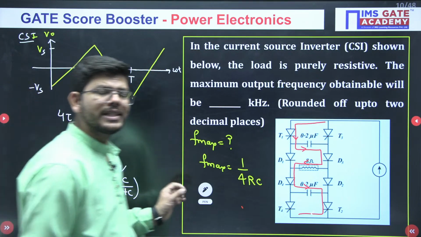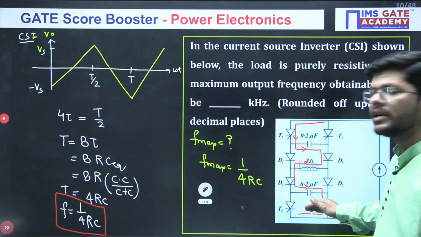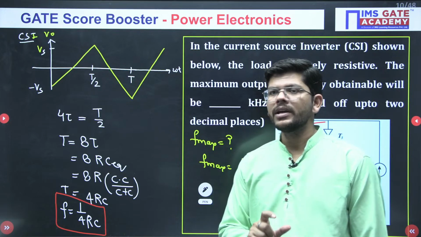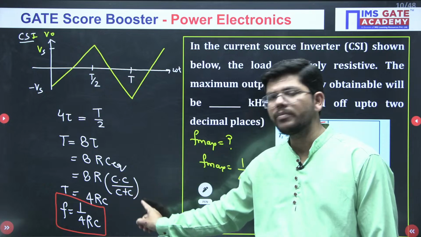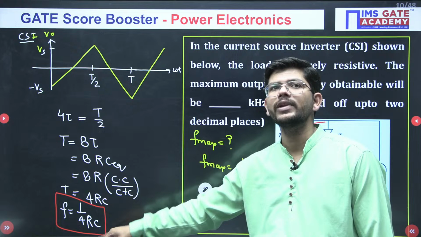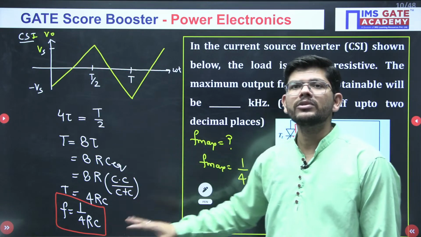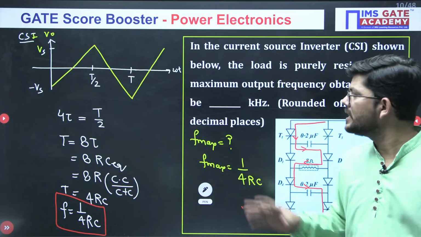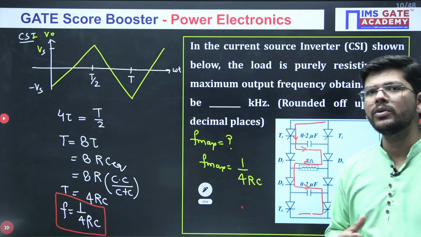Now if these C's have different values, here the C's have the same value, so you can directly write this formula. But if the C's are not the same, you have to modify this formula. You will write C1 C2 upon C1 plus C2, and you will not get 1 by 4RC as the frequency. You will get something different. That's why I did this analysis. In CSI, do not forget this. GATE authority may give you a question in which the C's have different values. Then what will you do?